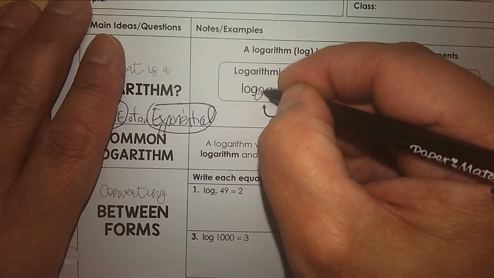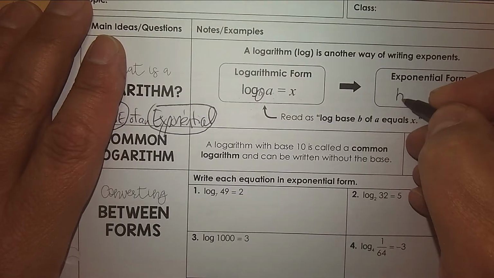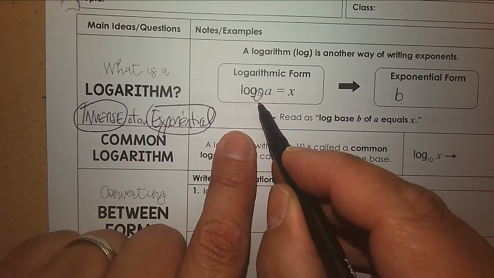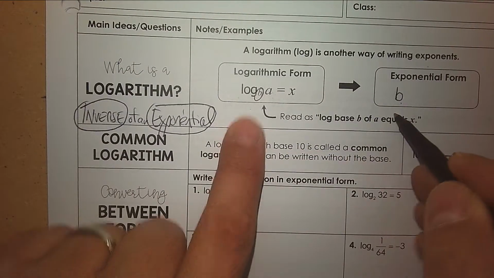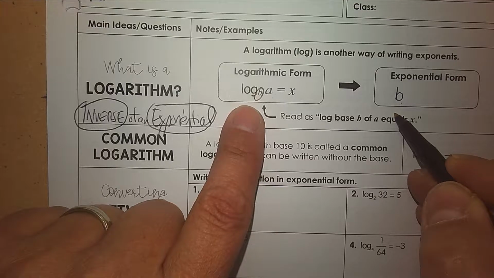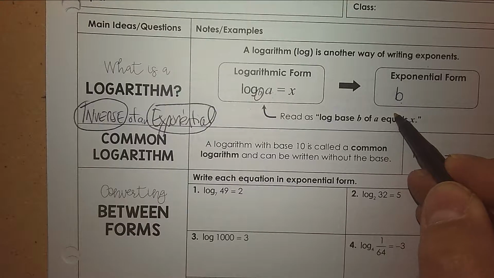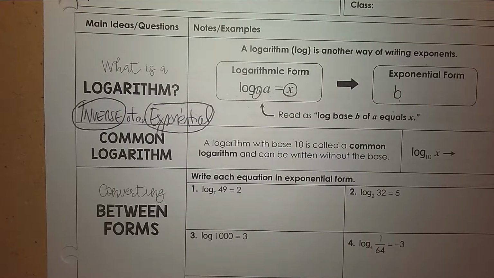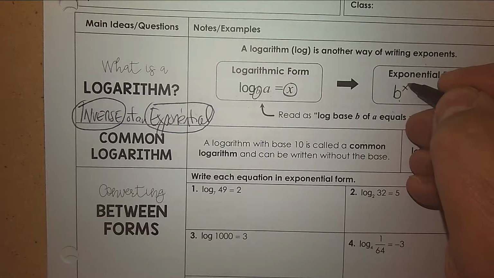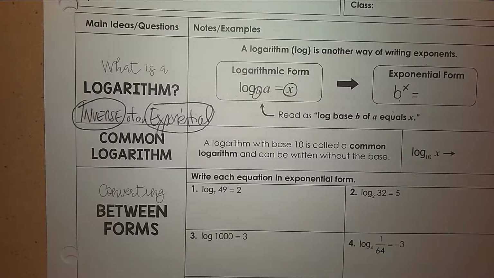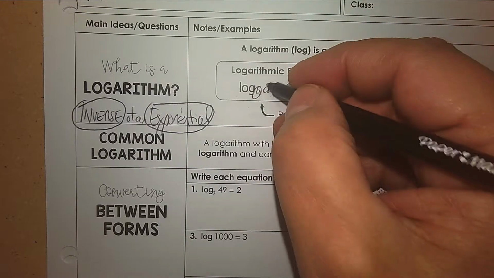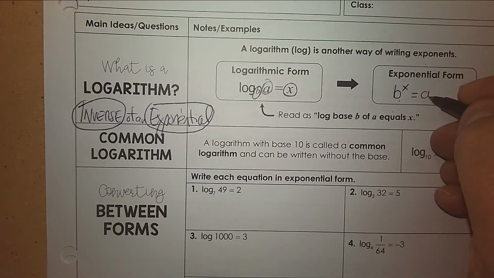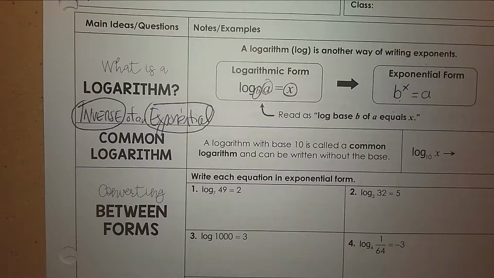Obviously, B represents the base, so that's the base of the exponential. So the base of the logarithm matches the base of the exponential. Do you see what it's equal to? That becomes the exponent. And do you see what's inside the logarithm? That becomes the answer, or the output.